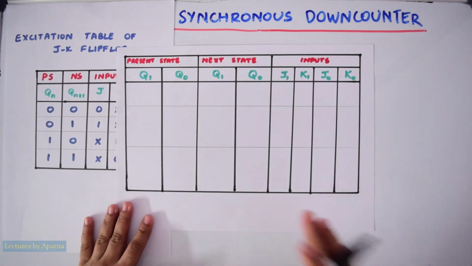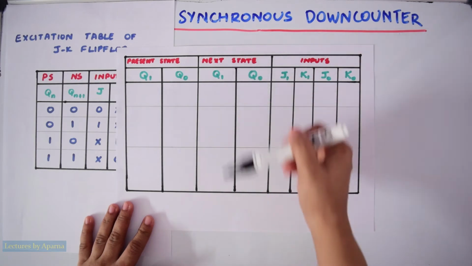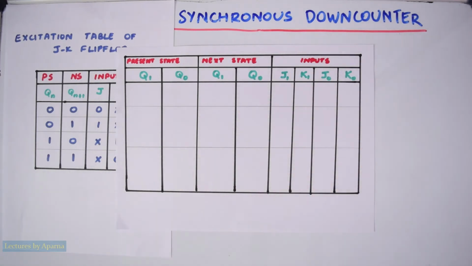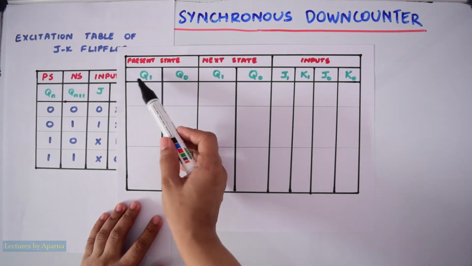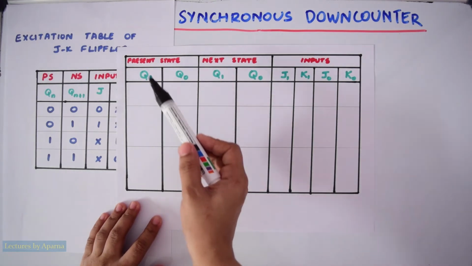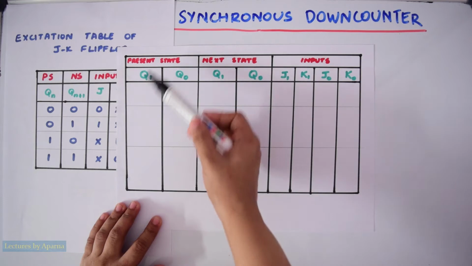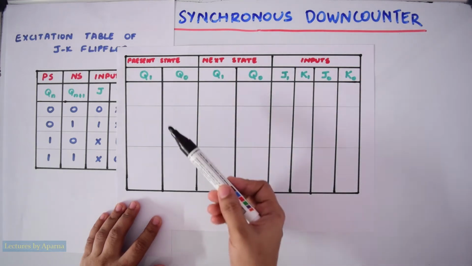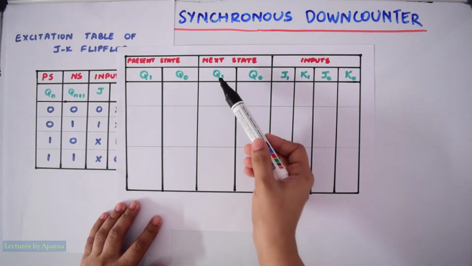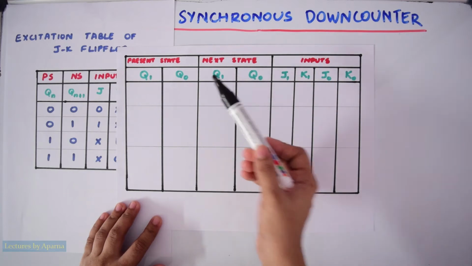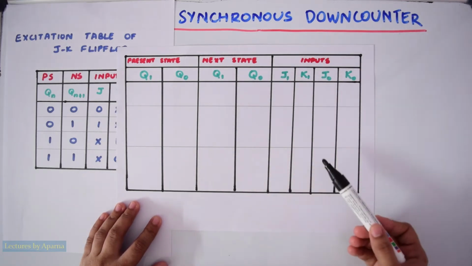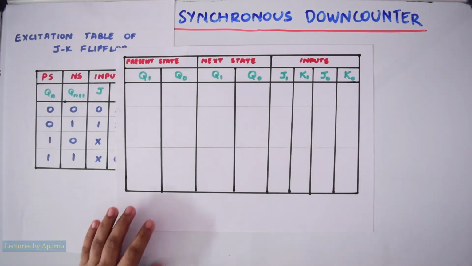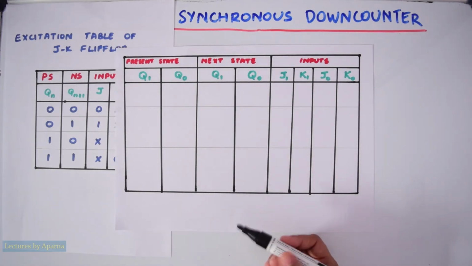This is having 3 sections: present state, next state and inputs. In the present state column, there are 2 outputs, Q1 and Q0. These are the outputs of the 2 flip-flops. Those are in present state. Now this column is the flip-flop outputs in the next state. And these are the inputs. J1, K1, J0, K0 are the flip-flop inputs.